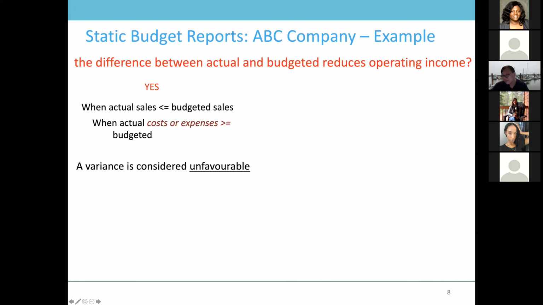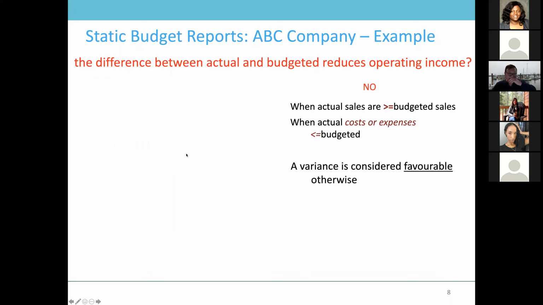but you didn't have the same level of sales you were hoping for. So when the sales is lower than target, it's unfavorable. When the cost is higher than the target, it's unfavorable.